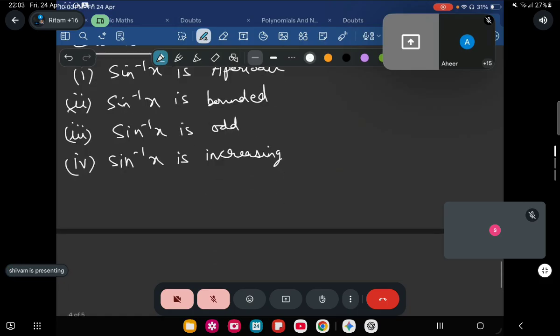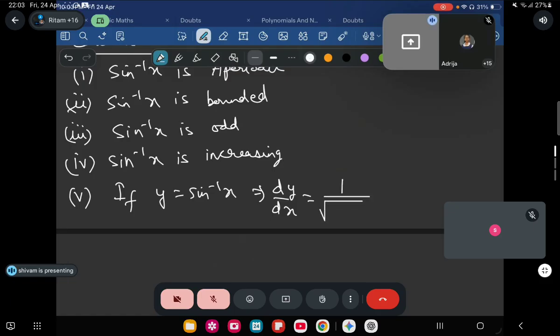Okay. Next, number 5. Also, you can understand it from its derivative. What is dy dx of sin inverse x? If y equal to sin inverse x, anyone remembers its derivative? This implies dy by dx will be equal to 1 upon root over 1 minus x square. Correct. And this is always greater than 0. Strictly greater than 0. Right, everyone?